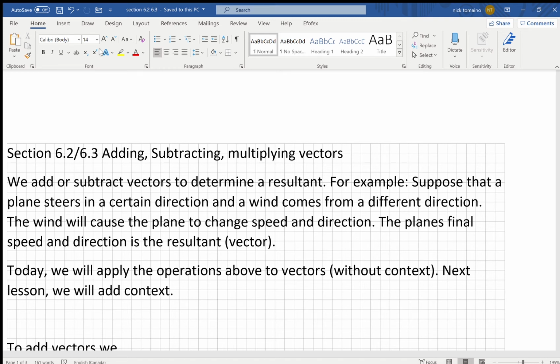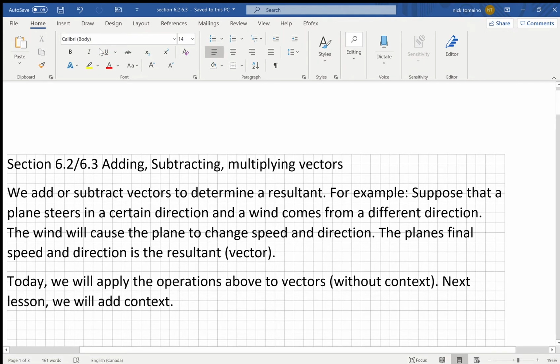Okay, good morning everyone. Today we're looking at the next couple sections in chapter 6, which is 6.2 and 6.3. Your textbook separates them, but there really is no need to do so. We're getting to the point where we want to use vectors to solve real life problems. Today we're not going to be there, but our next lesson we will. So we're going to start building today.